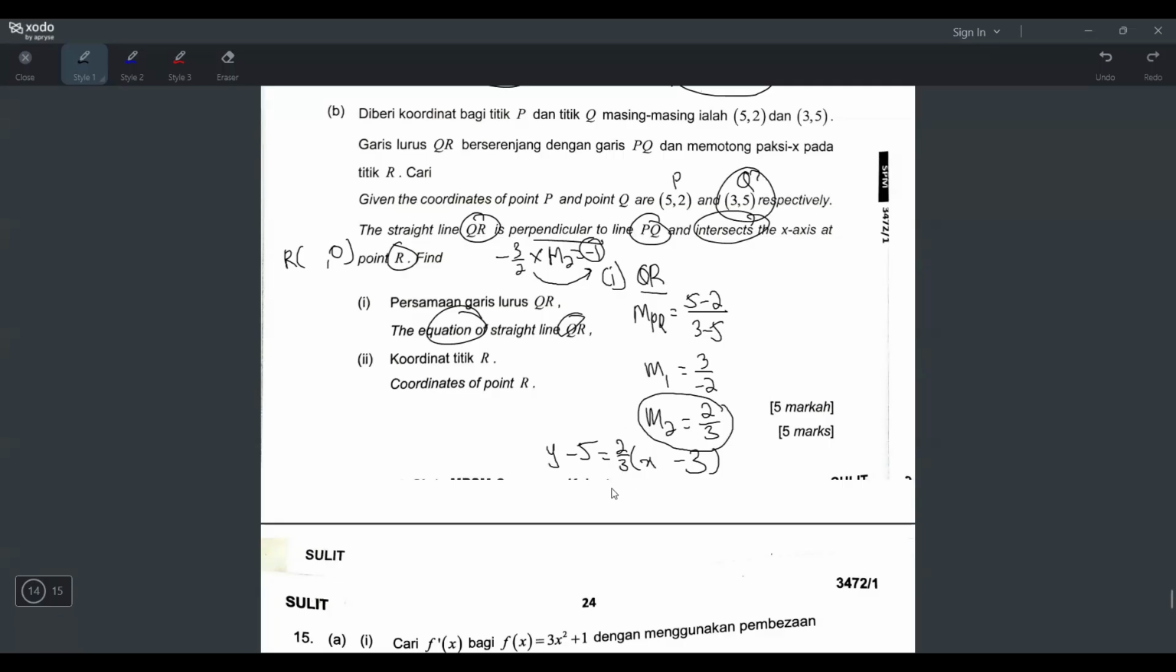Alright, now you can expand this. 2 over 3x minus 2 equals y minus 5. And then the final answer is y equals 2 over 3x, -2 plus 5, which is plus 3. Okay, this is your answer.